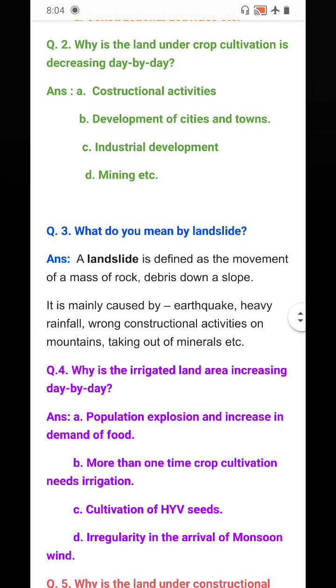What do you mean by landslide? Landslide is defined as the movement of a mass of rock or debris down a slope.